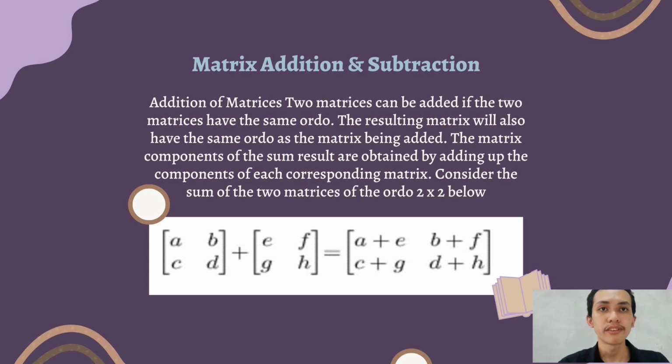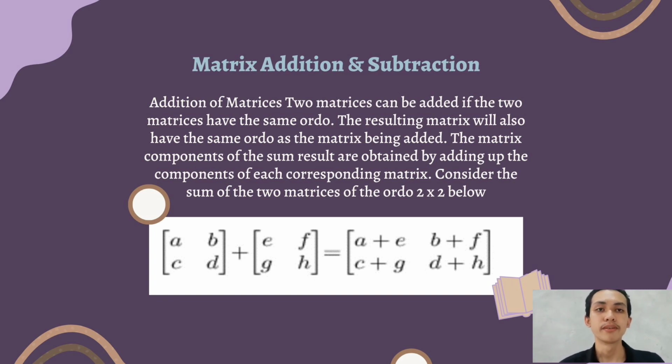Matrix addition and subtraction. Matrices can be added if the two matrices have the same order. The resulting matrix will also have the same order as the matrices being added. The components of the sum are obtained by adding up the corresponding components of each matrix. Consider the sum of matrices of order 2x2 below: [A, B; C, D] plus [E, F; G, H] equals [A plus E, B plus F; C plus G, D plus H].